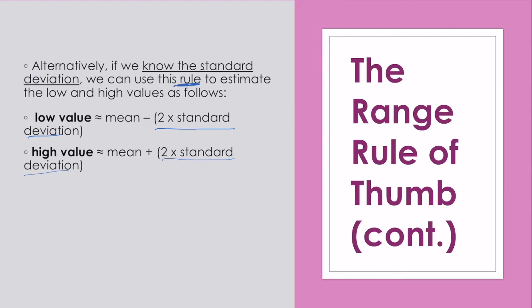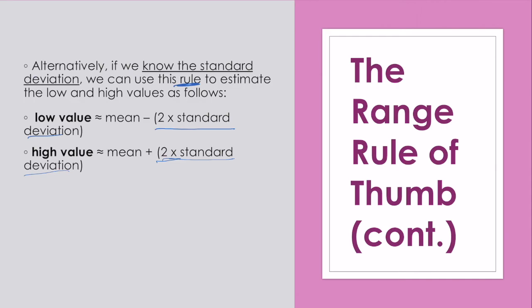And we can also use this to estimate our high value. That would be mean plus 2 times the standard deviation. So typical data values that we see, things that are not outliers, are always within 2 standard deviations of our mean. Something to keep in mind as we move forward. So important to note again, range rule of thumb does not work well with outliers.